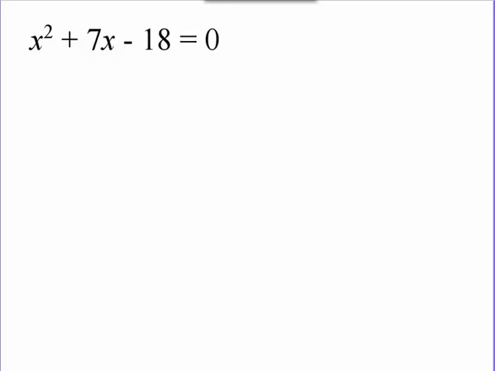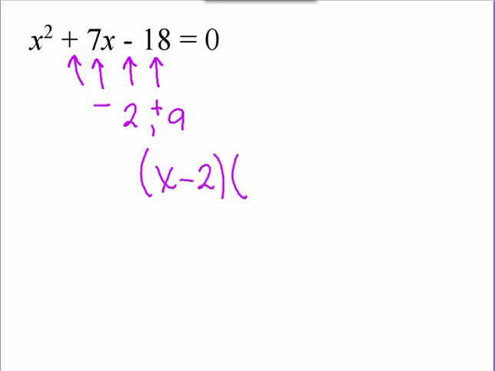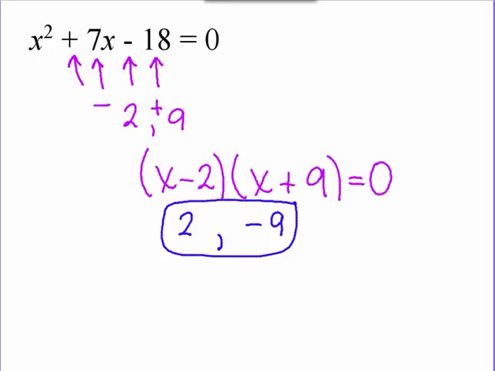Okay, let's look at the very last one here. Here you go: x squared plus 7x minus 18 equals 0. Let's see how you do. Okay, so 2 factors of 18 that differ by 7. 2 and 9. You get a positive 7 by negative 2, positive 9. So x minus 2 times x plus 9 equals 0. Solving each of those, you should get positive 2 from the first one. You should get negative 9 from the second one. And those are your two solutions.